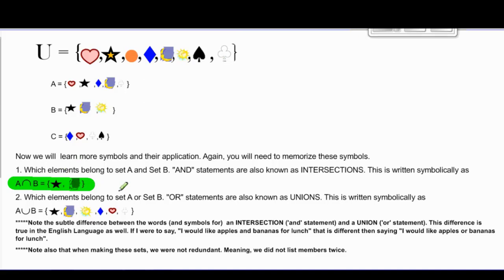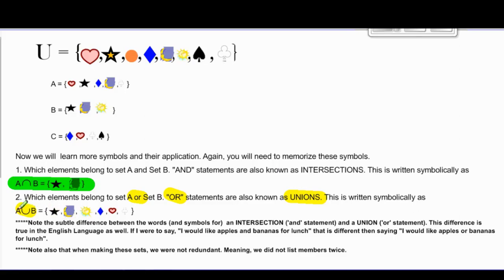Now, which elements belong to set A or set B? Notice a different word here, or. It has a different meaning than and. Or statements are also known as unions, and in fact, the symbol looks like a U. So, or statements are also known as unions, and we use a U.